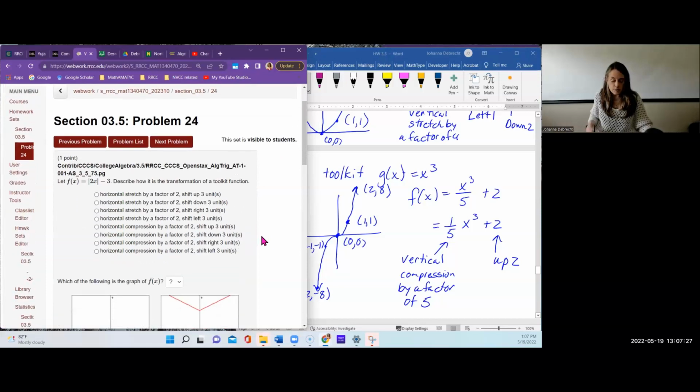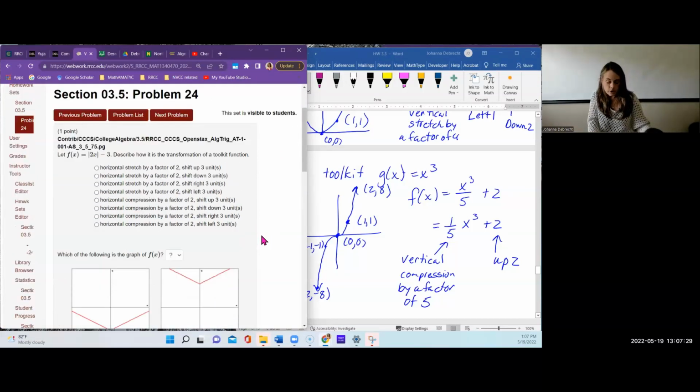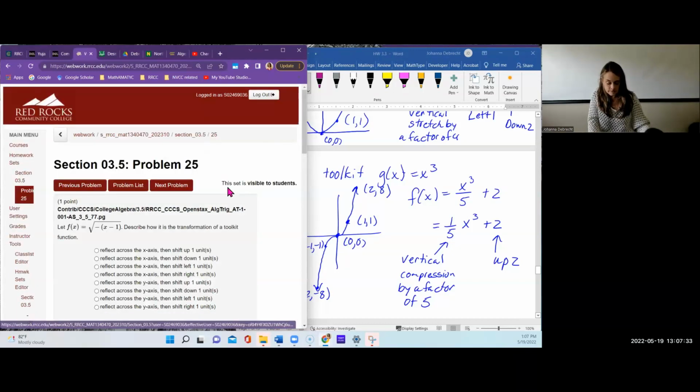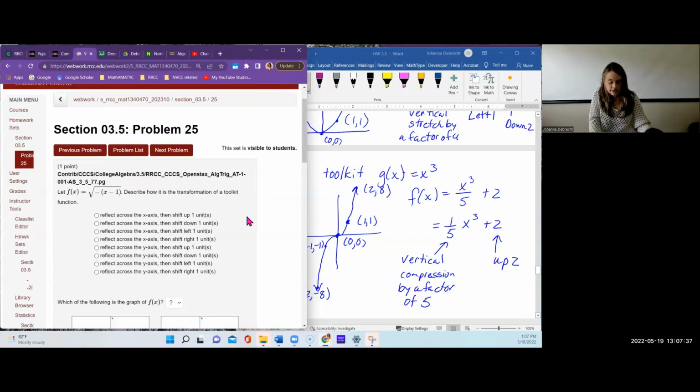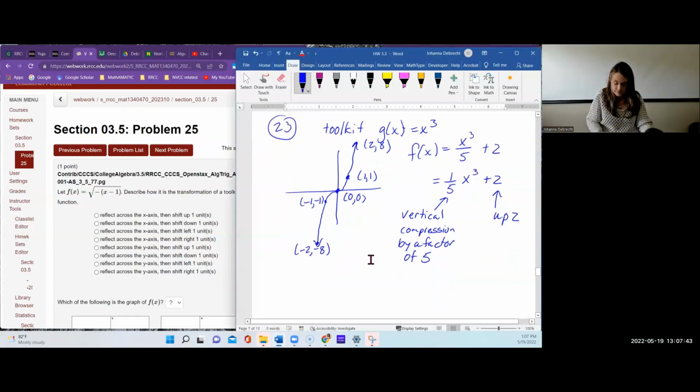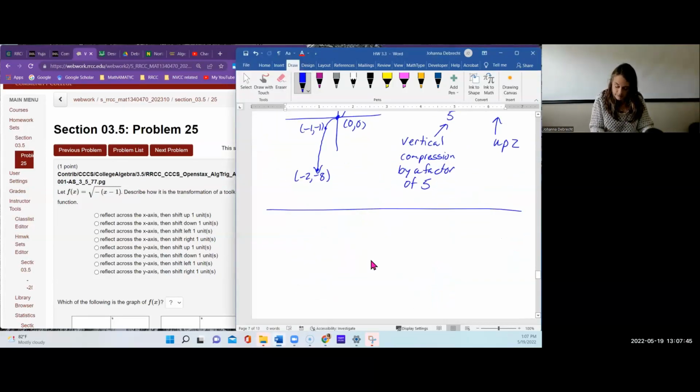I'll leave you to work on problem number 24 on your own, since it's similar to the ones we've been doing. Problem number 25 is also similar, but this one has a reflection, so let's take a look at it.